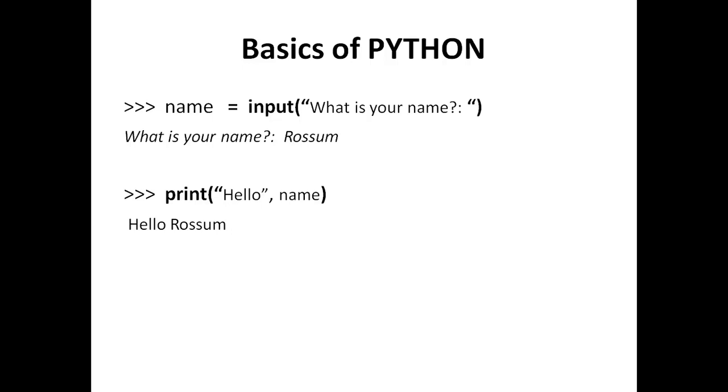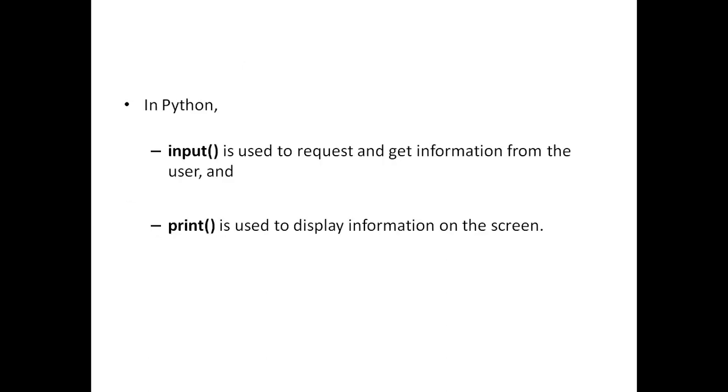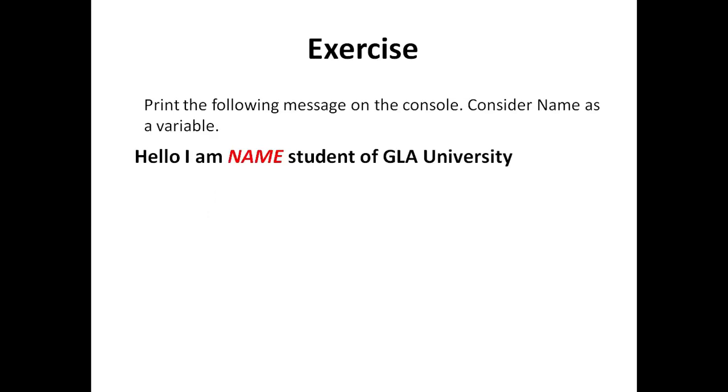In this example we have taken the input function, and it has a prompt string, "What is your name?" So as soon as you hit enter button, you will get this string on your screen, and it will wait for an input from the user. And if you write this name variable inside the print function, it will print whatever value you have given to the name variable. In Python, the input function is used to get information from the user, and print is used to display the information on the screen.